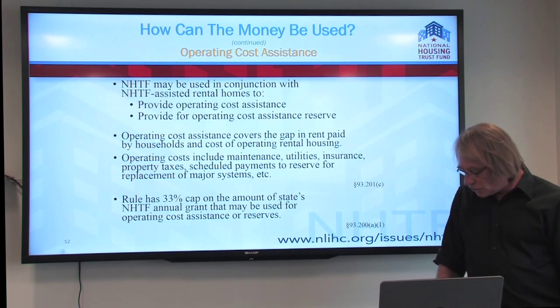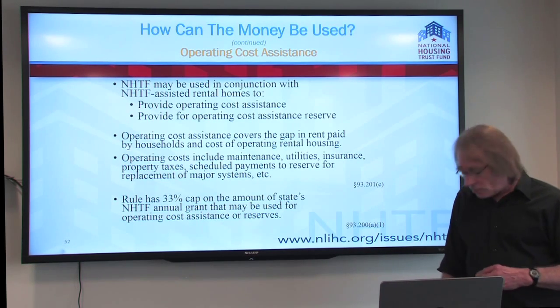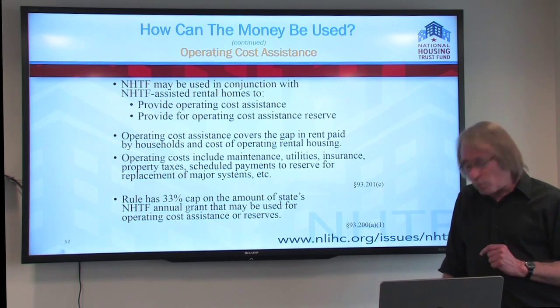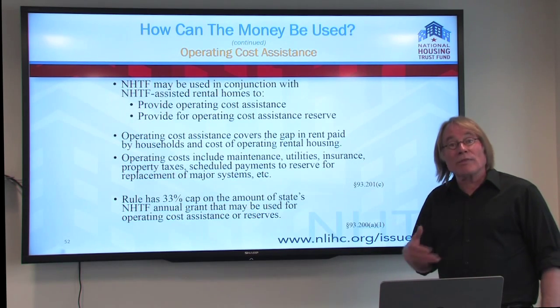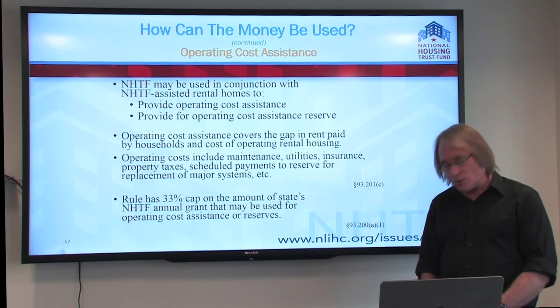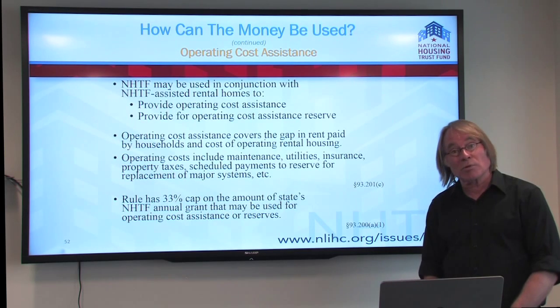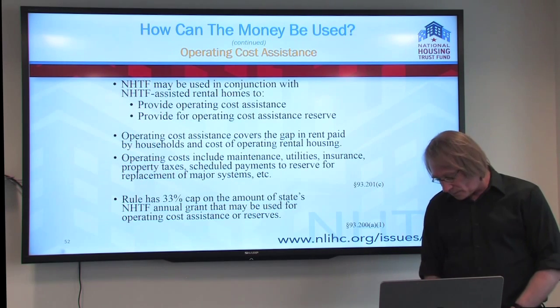Trust fund money can be used in conjunction with trust fund assisted rental homes to provide operating cost assistance and/or to provide an operating cost assistance reserve. This is very different from the HOME program. In case you're not familiar, operating cost assistance covers the gap between the rent that people are able to afford and the actual cost of running a property. Operating costs include things like maintenance, utilities, insurance, property taxes, and scheduled payments to a reserve for replacement account for major systems like roofs and air conditioning units and things of that nature.